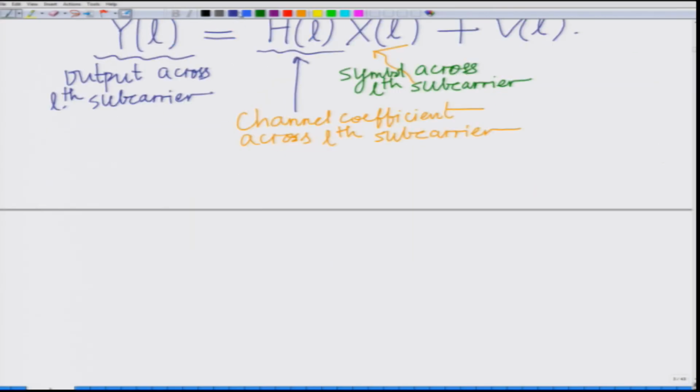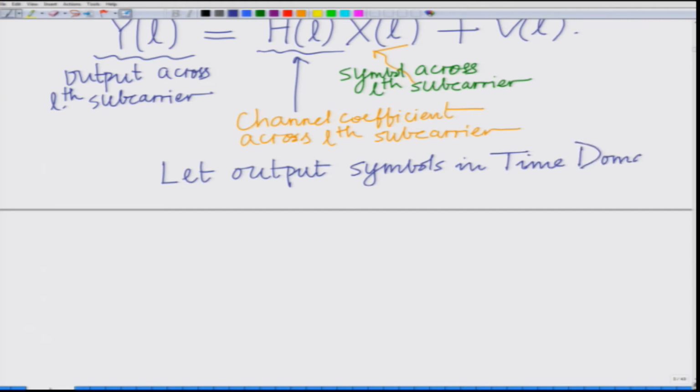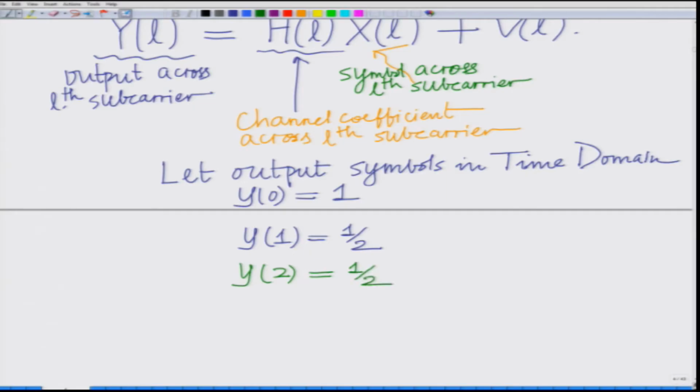Now, since we are considering an example, let the output symbols in the time domain be y0 equals 1, y1 equals half, y2 equals half, and y3 equals 1. These are your output symbols in the time domain.